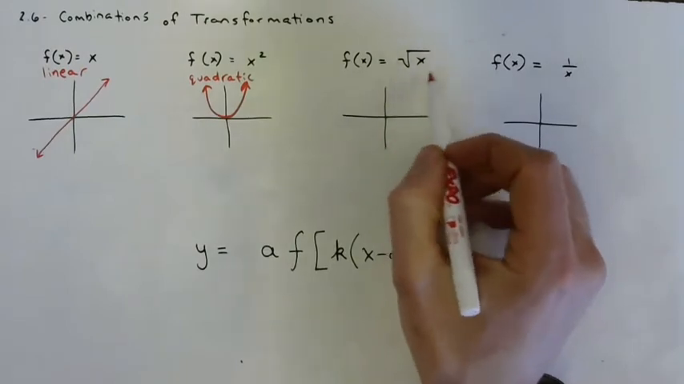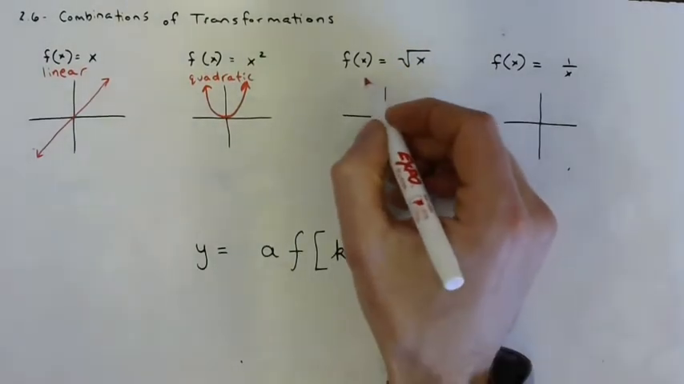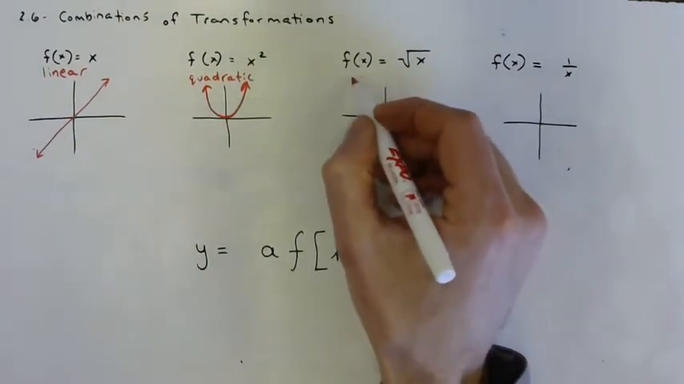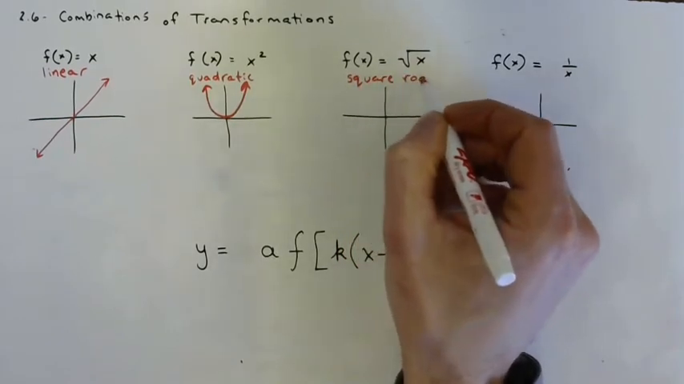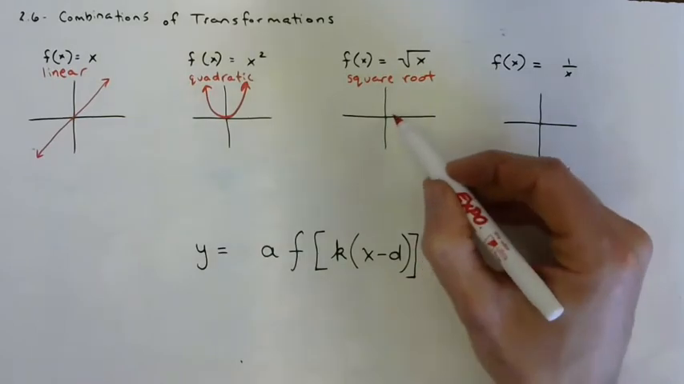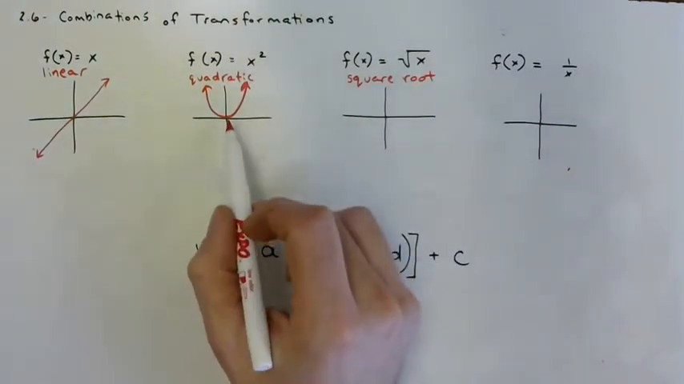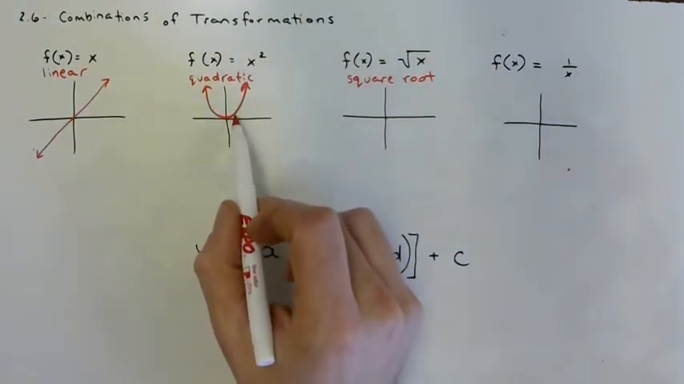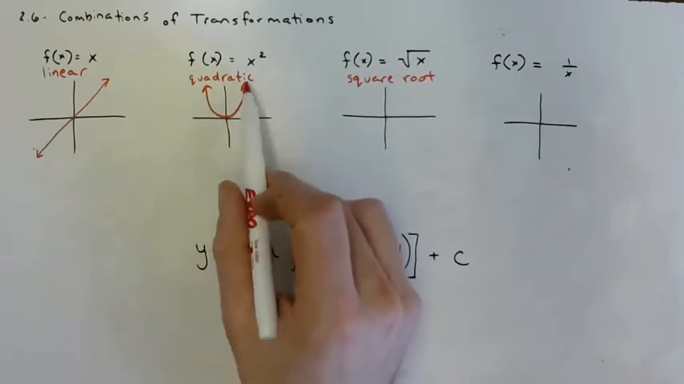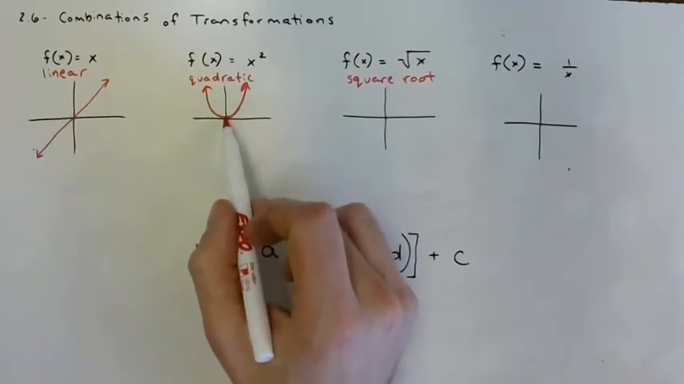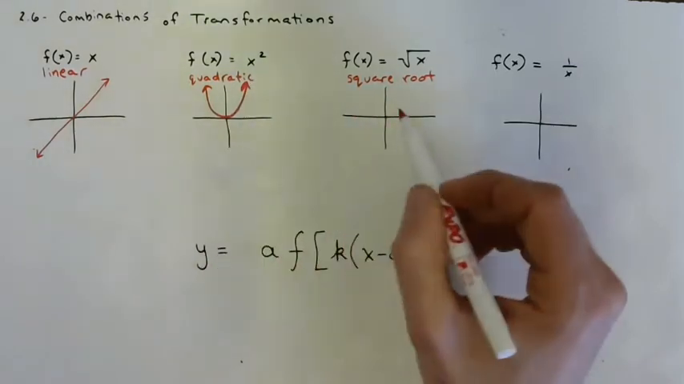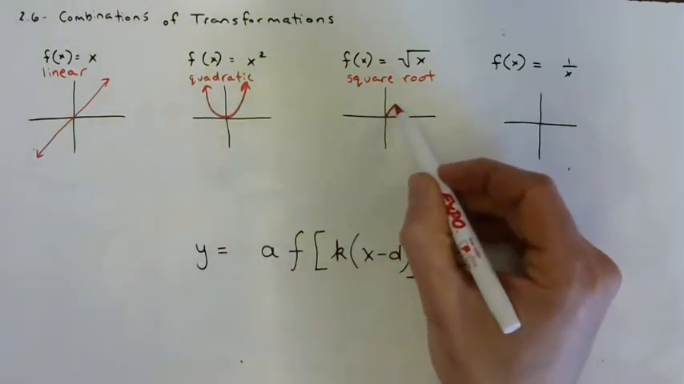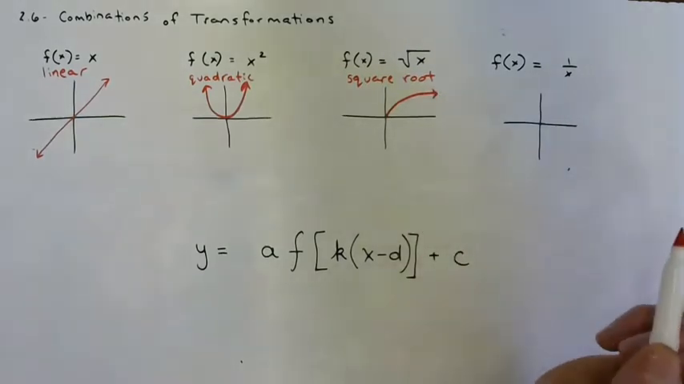What is this function? It's not linear, but it goes kind of like this. It's the square root function. Basically, it's the inverse of one leg of the quadratic function. So if you took the right side of the quadratic function and reflected it over the line y equals x, which we get to in our next lesson, it'll look like this.